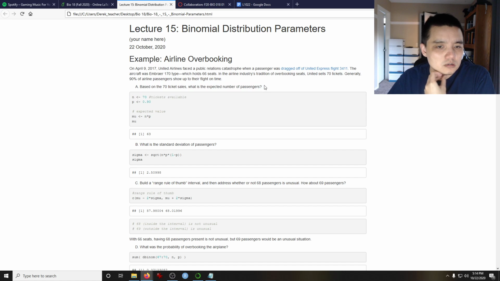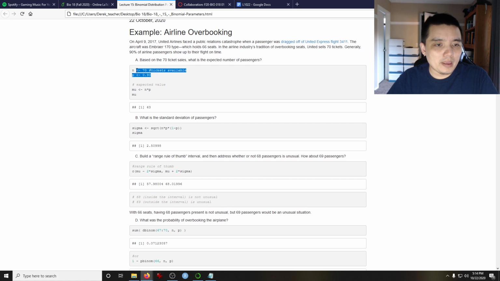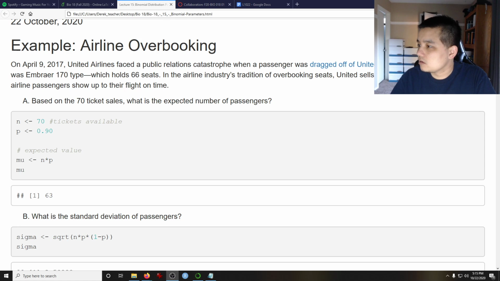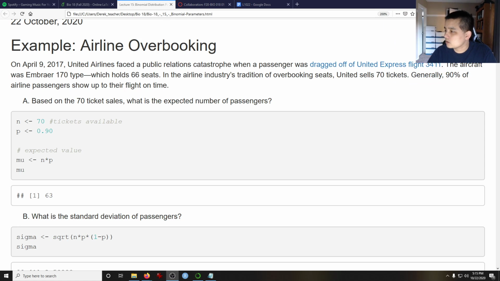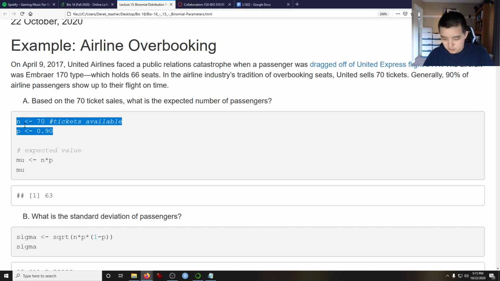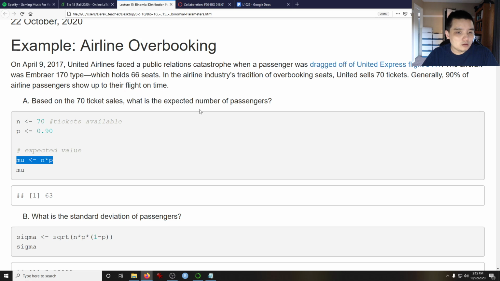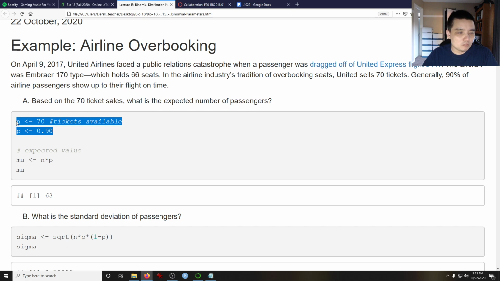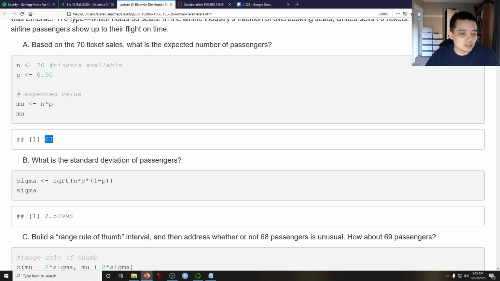Alright, same setting, 66 seats, 70 tickets sold. What's the probability of overbooking? N is 70. Make my face smaller. N is 70, P is 0.9. If I ask what's the expected number of passengers, we multiply those numbers together, N times P. So we expect 63 passengers to show up. And there are 66 seats. Sounds good so far. For the airline anyways.